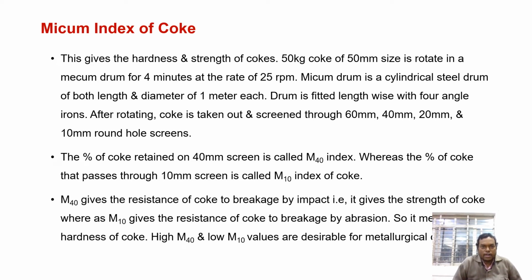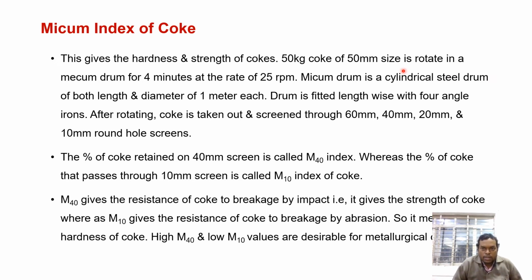Then comes the Micum index of coke. What do you mean by Micum index, and what is the importance of Micum index? Students, already I have discussed shatter index. Now Micum index is also important for you. This gives the hardness and strength of coke. How can you measure it? 50 kg of coke of 50 mm size is rotated in a Micum drum for 4 minutes at the rate of 25 rpm, revolutions per minute.